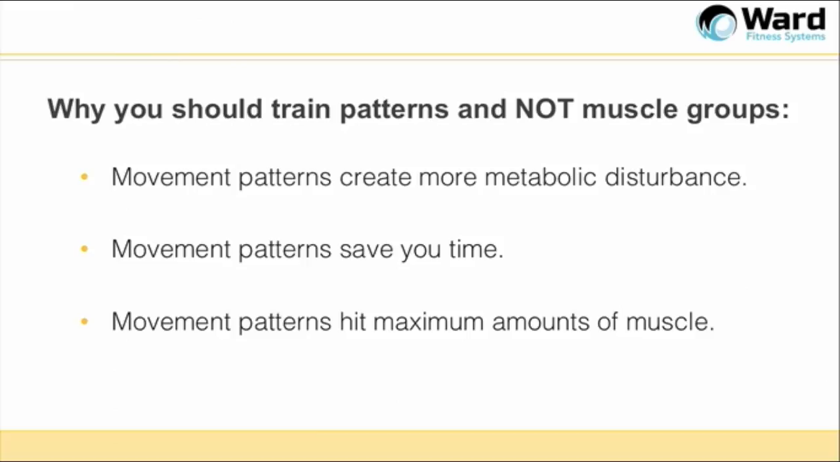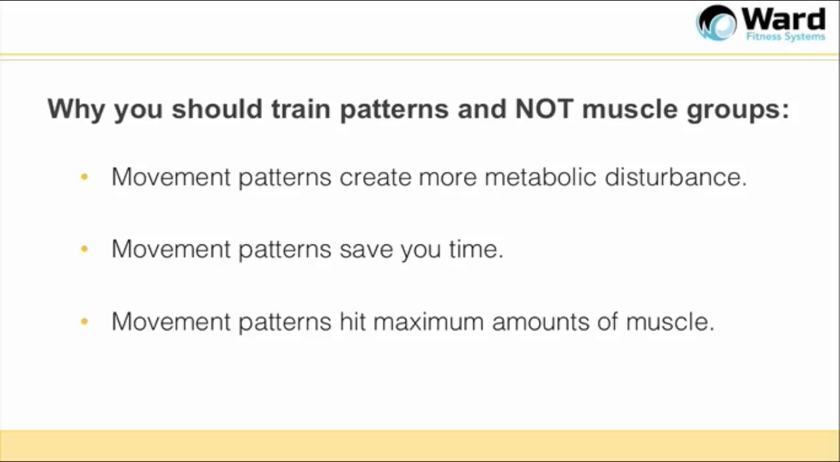So if you're trying to save time, here's why you should train patterns and not muscle groups. Movement patterns create more metabolic disturbance. So what's that mean? Well, they demand more from your body. They promote intensity. Bicep curls followed by tricep extensions is not a fantastic metabolic pairing. You'll feel local fatigue in the arms, but we're looking to create global fatigue. And this effect is maximized by pairing a lower body lift with an upper body lift and performing them in a circuit style, for example.